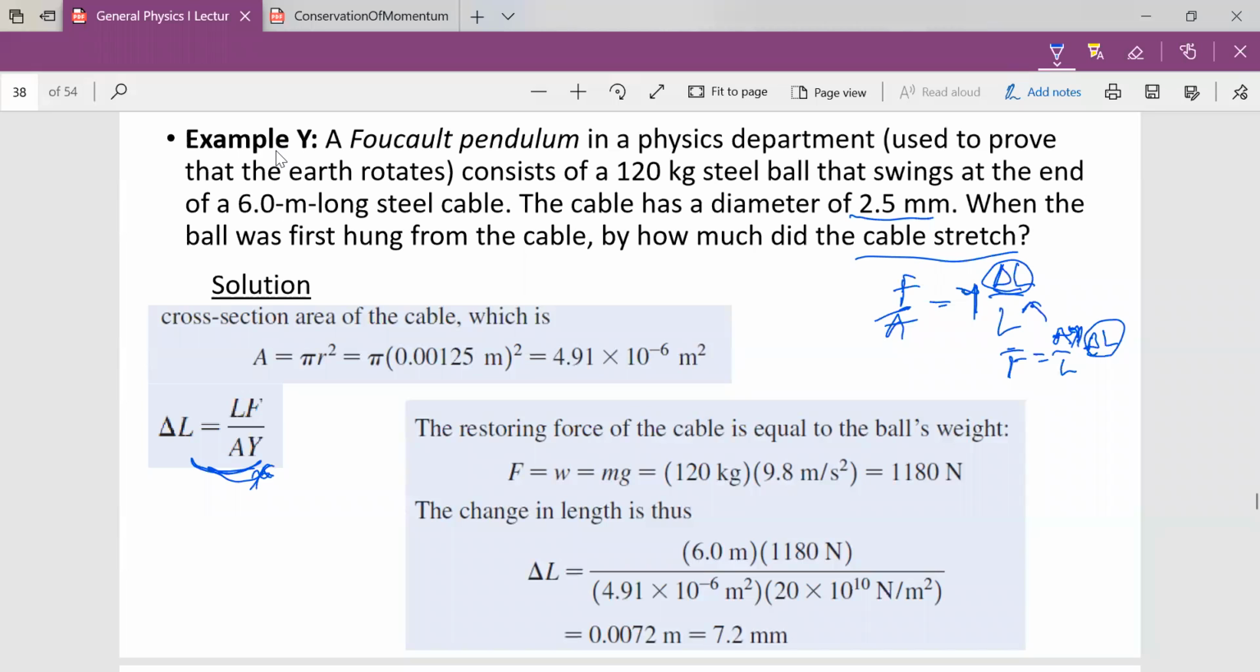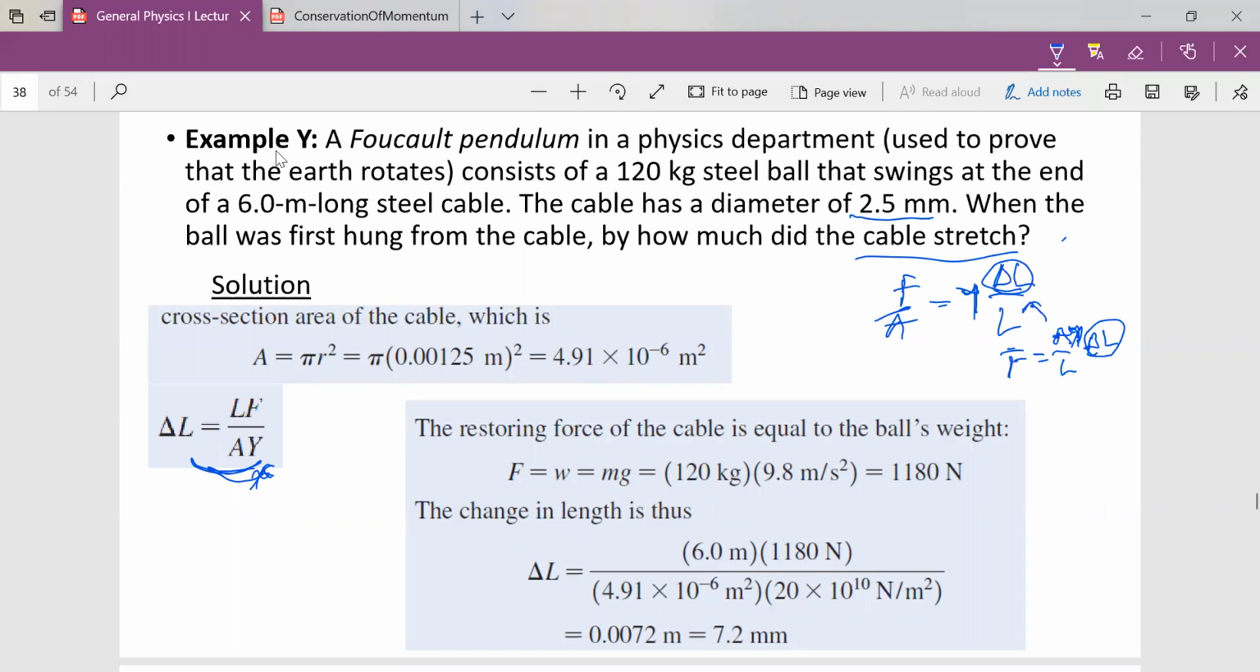Now, when we look at the question, we can see that the parameters given to us can help us find change in L. The Young modulus of a steel rod is a constant, which will be supplied, or if it's not stated here, it is usually supplied with the constant variables.